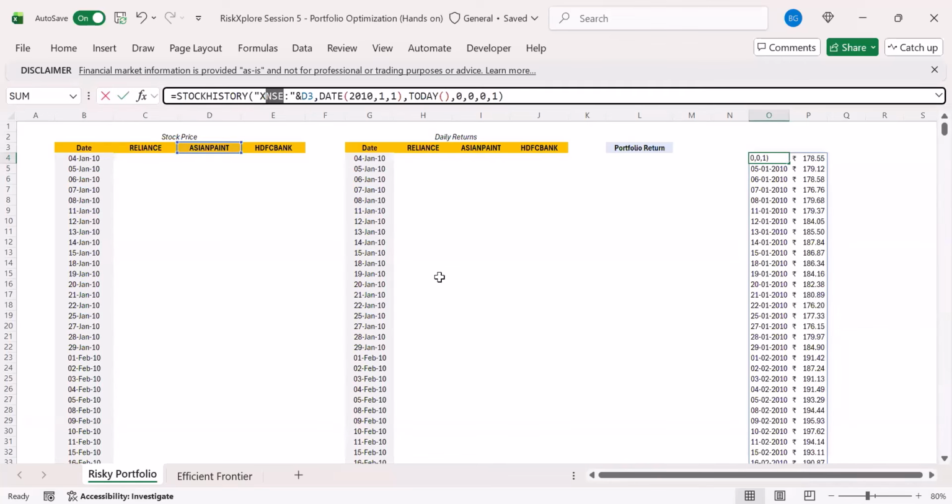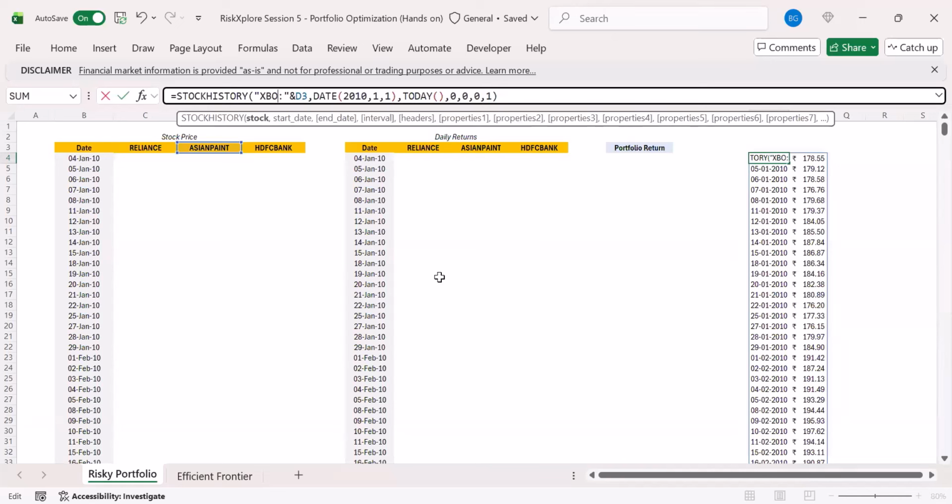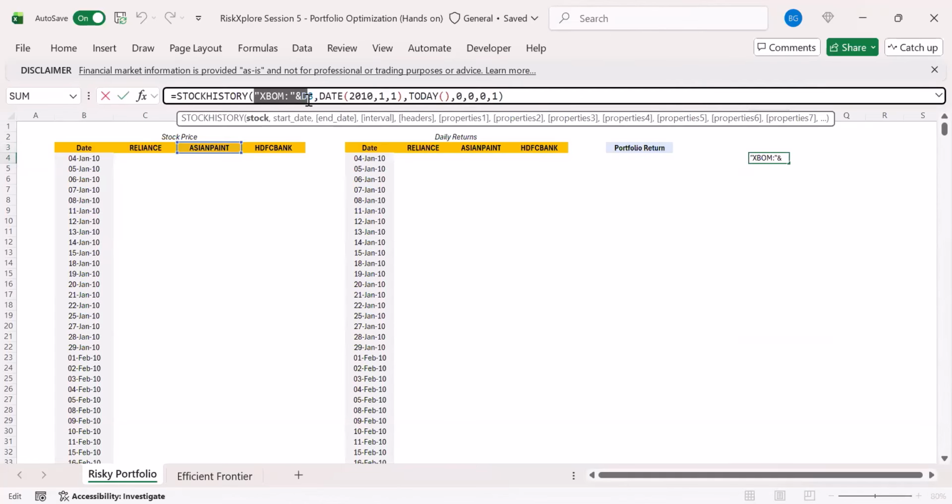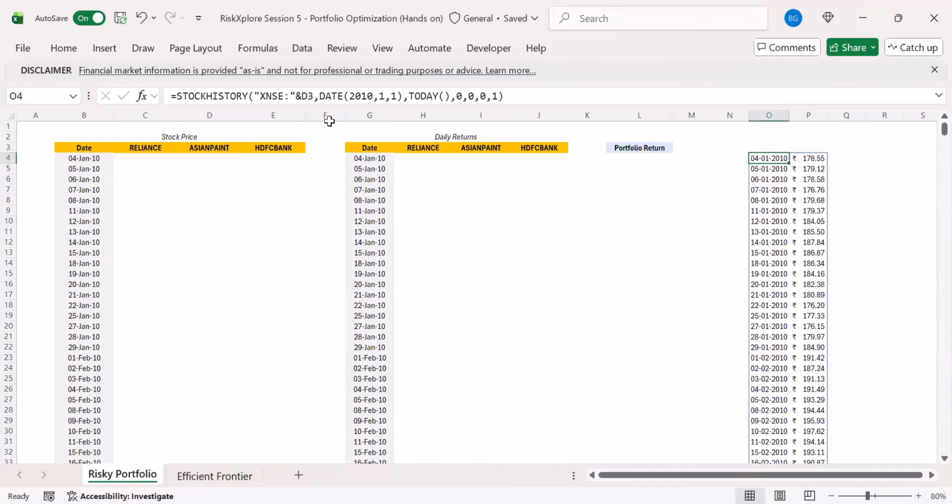Similarly, if we have to get it from BSE, we have to use BOM here instead of NSE. Let's press enter. Right now we are getting a value error because on BSE, there are numbers allotted as ticker symbols for each of the stocks, right? That's why we are getting the value error, but otherwise this is the format in which we have to pass the parameter for the stock here. So let's go back to XNSE and we have the stock prices.